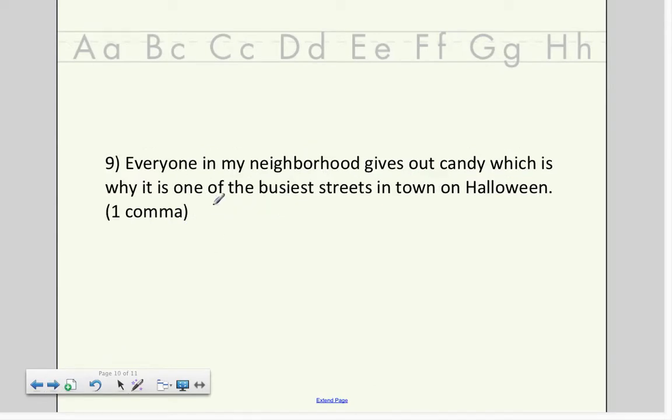Number 9, everyone in my neighborhood gives out candy, which is why it is one of the busiest streets in town on Halloween. So I put a comma here because this is additional information that I have here.